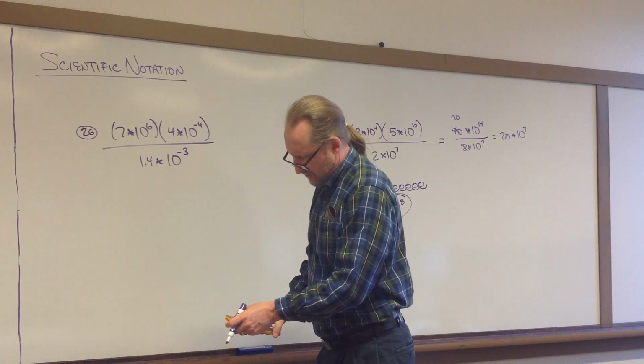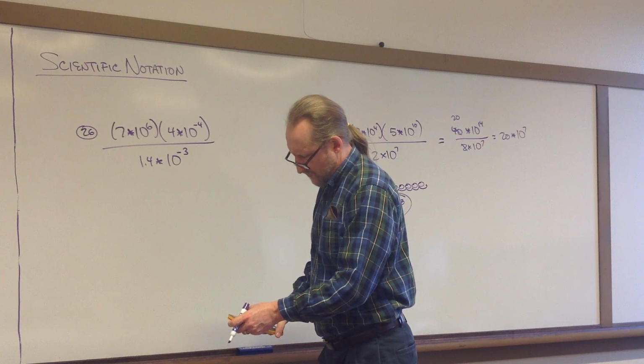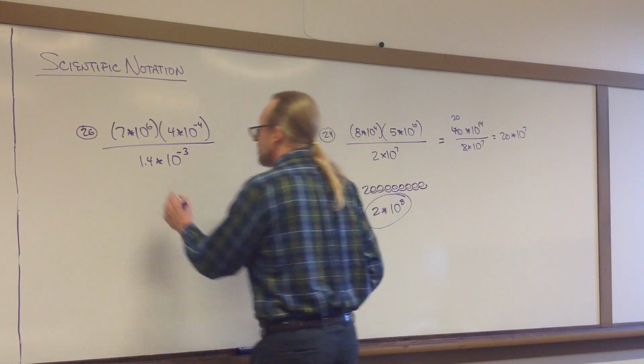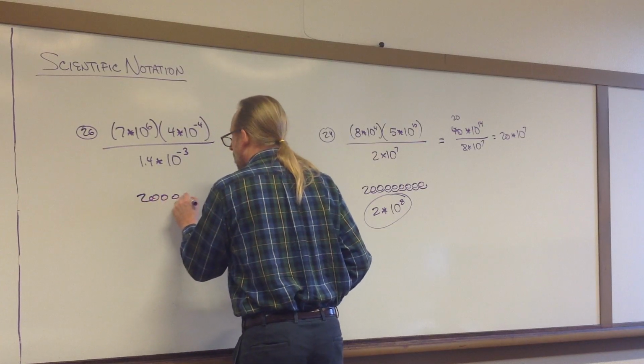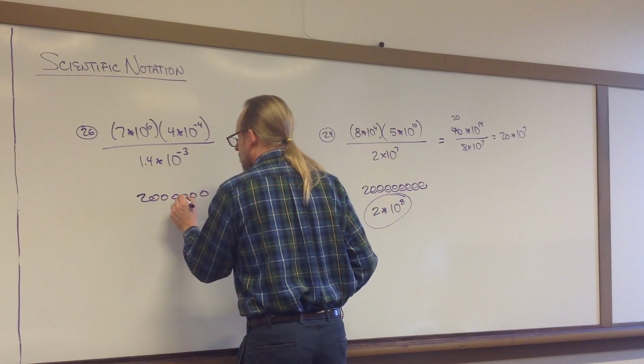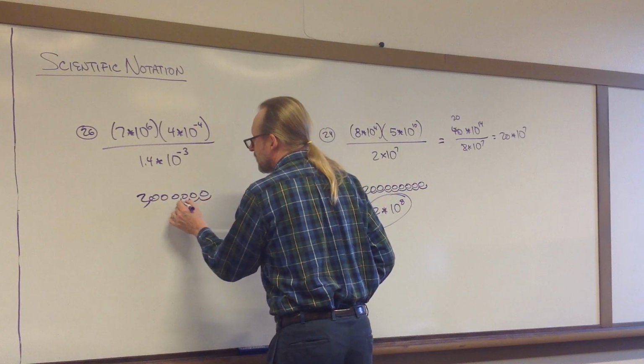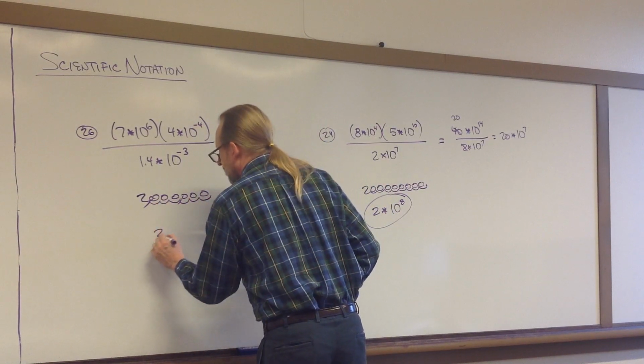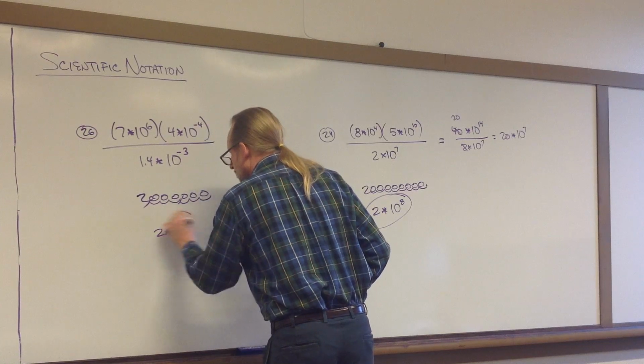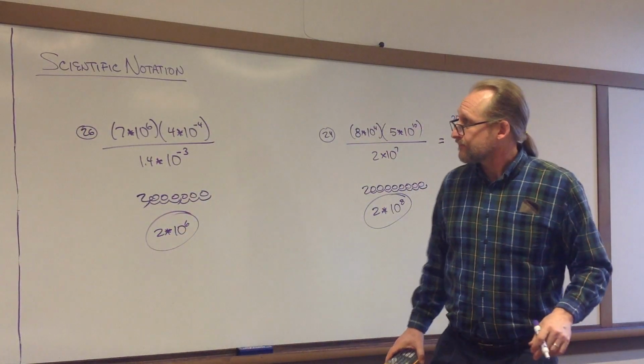Let's see how many zeros. 2, 4, 6. So this time 6 zeros. Okay. And so we'd have to move the decimal point 1, 2, 3, 4, 5, 6 places. So this is 2 times 10 to the 6th power.